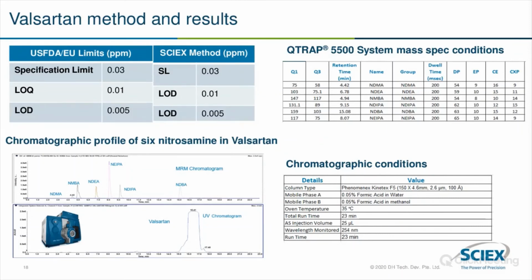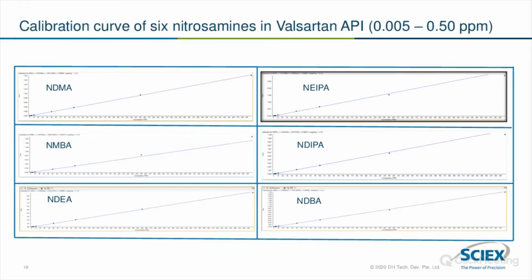And the method you are seeing, as per the regulatory limits, can go up to 0.01 ppm LOQ and 0.005 ppm LOD level. The chromatographic conditions are already defined. You can see a very nice calibration curve for all the 6 compounds. Go to the next slide, please.